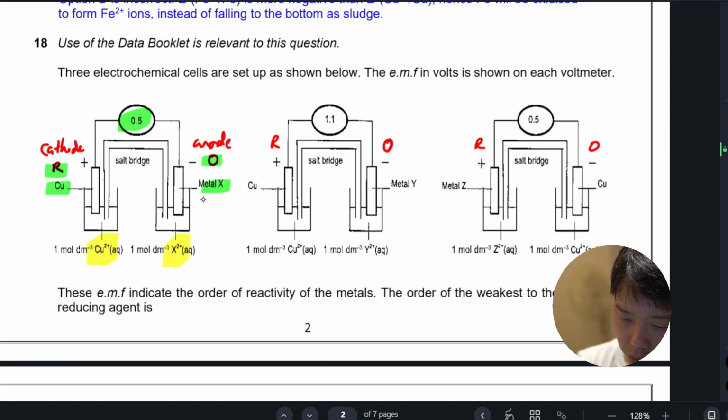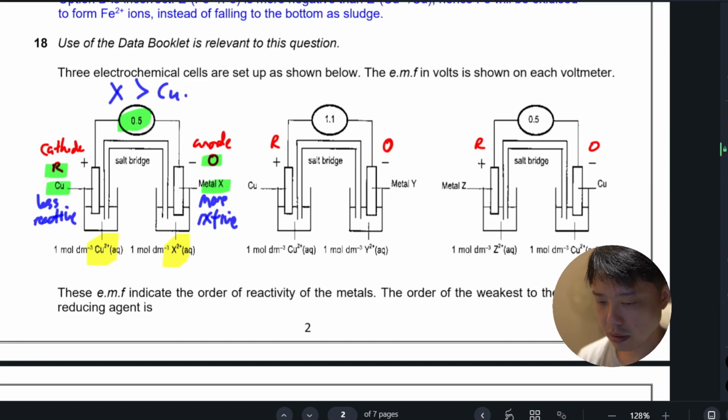This is the more reactive. And this copper is the less reactive, because it gets reduced. Metal X is more reactive than copper. So this is the first one.